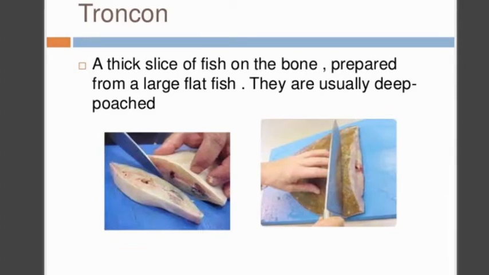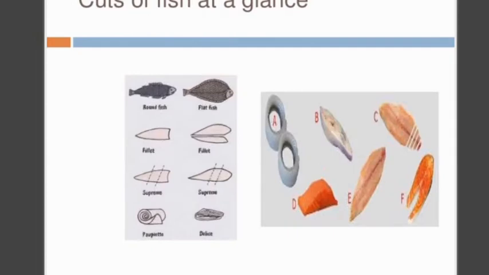Tronçon. A thick slice of fish on the bone prepared from a large flat fish. They are usually deep poached. Cuts of fish at a glance. These are from round fish and these are from flat fish.